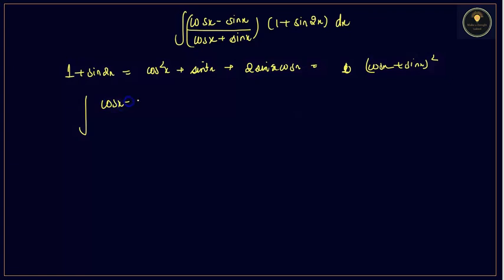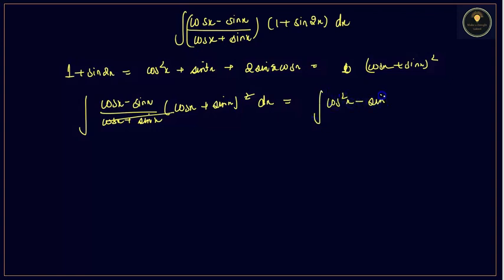So let's write everything. You will write it as (cos x minus sin x) upon (cos x plus sin x), and multiply it with (cos x plus sin x) the whole squared. If you cancel this value, you will write it as (cos x minus sin x) times (cos x plus sin x). That can be written as cos squared x minus sin squared x.